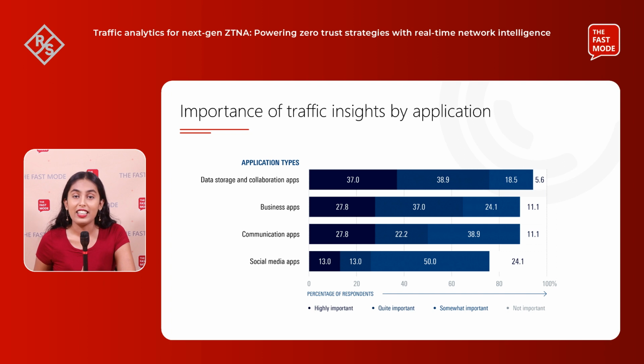Traffic visibility is unsurprisingly most important for data storage and collaboration apps, and least important for social media apps. 37% of ZTNA vendors say that traffic insights are highly important for data storage or collaboration apps, with the figure being 27.8% for business apps, 27.8% for communication apps, and only 13% for social media apps. Nevertheless, the bulk of respondents still feel that these insights are important.